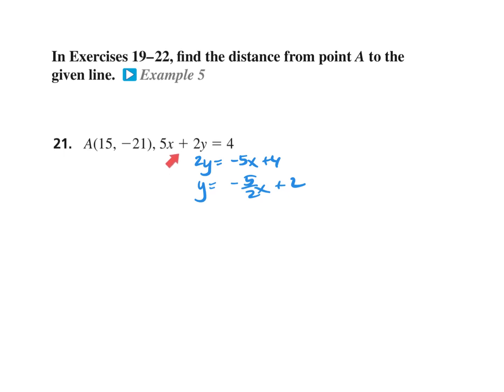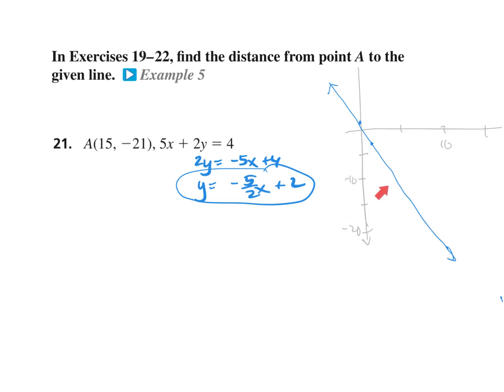First step, let's write this in slope-intercept form. Second step, let's get a rough sketch of this line. So approximately like that, the vertical intercept of 2 and a slope of negative 5 over 2. All right, next step, plot the point A.